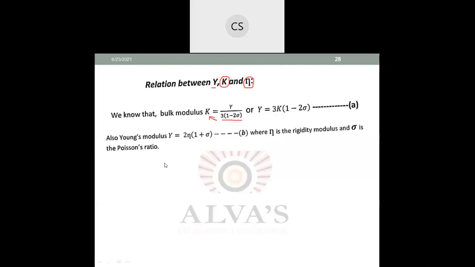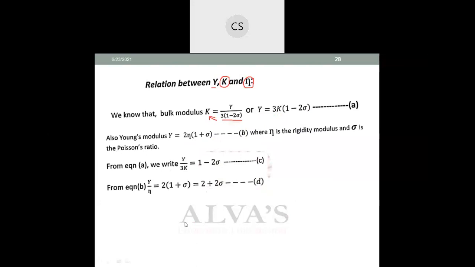So another expression you have for Young's modulus, this is in terms of rigidity modulus, the first relationship we have seen. That says Y is equal to 2 eta into 1 plus sigma, where eta is a rigidity modulus, sigma is a Poisson's ratio. Of course, K is a bulk modulus. So what we will do is we will rewrite both equations A and B.